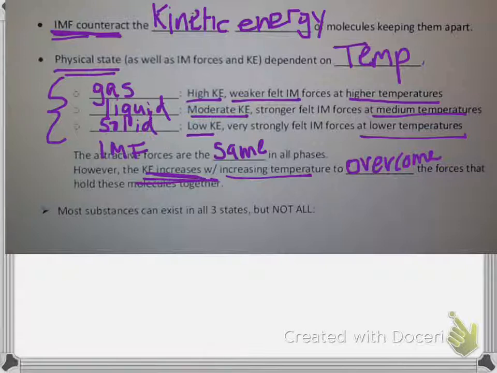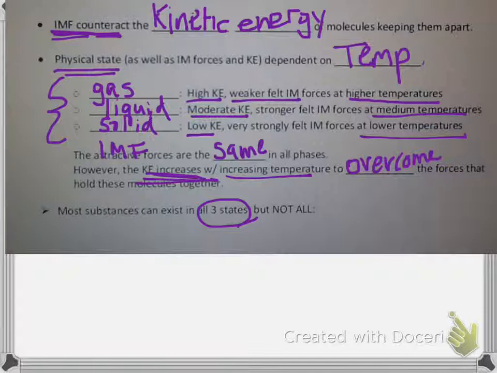What we see most of the time then is that every substance has its own unique intermolecular force of attraction between its particles, but the intermolecular forces might be different from substance to substance. And as you increase or decrease the temperature, most substances can exist in all three states, solid, liquid, or gas. Like water. Water exists as ice in the solid state, liquid water, and then steam in the gaseous state. But not all substances, remember, exist in three phases.